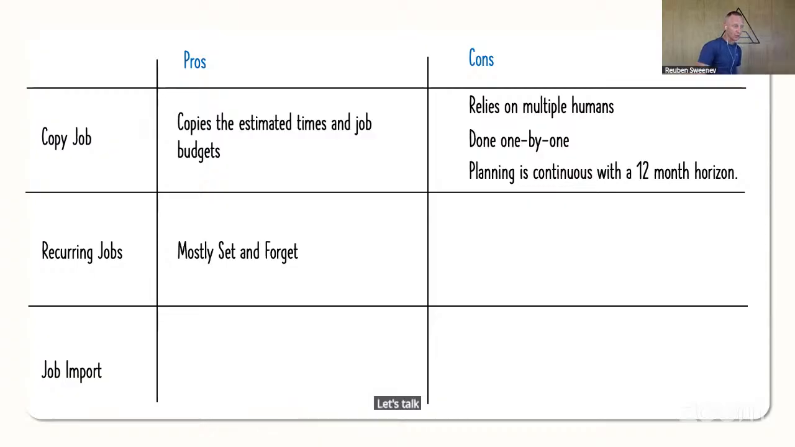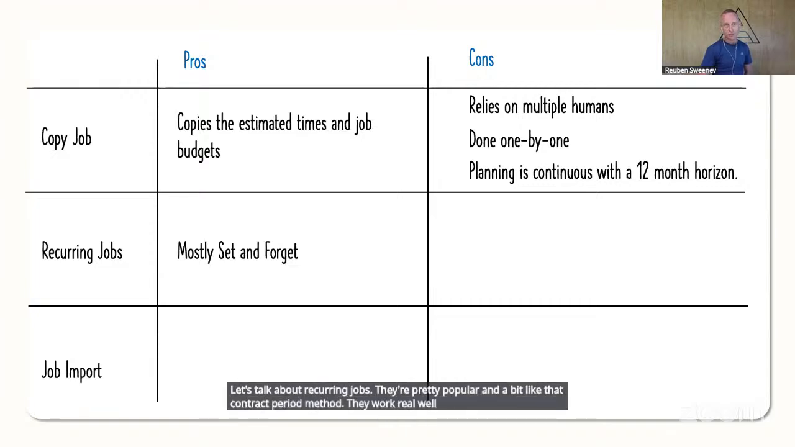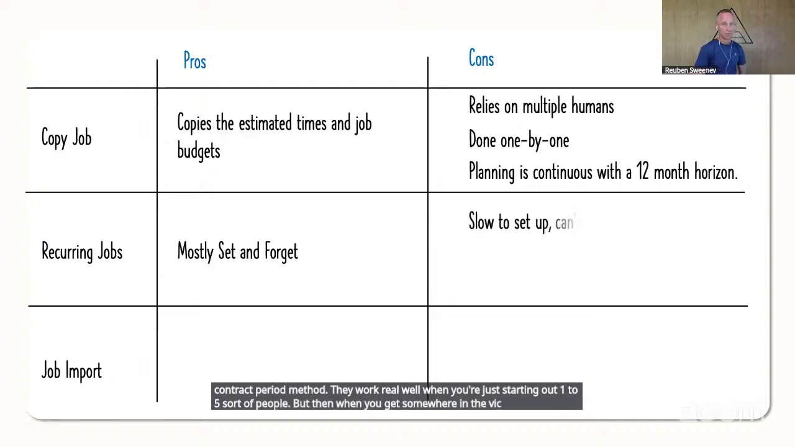Let's talk about recurring jobs. They're pretty popular and a bit like that contract period method. They work really well when you're just starting out, one to five sort of people. But when you get somewhere in the vicinity of 500 to 1,000 recurring jobs, they start becoming very hard to maintain.